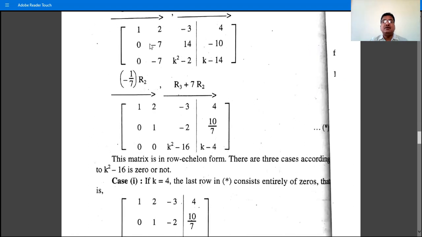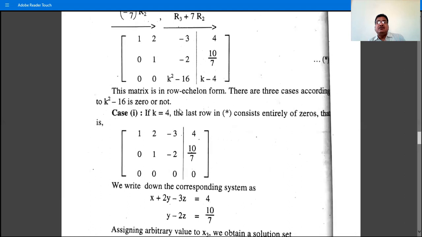Next, we reduce this minus 7 to 1, so minus 1 by 7 R2. So we have 1 at this place, minus 2, and at this place 10 by 7. And then apply R3 plus 7 R2. After applying this, we have minus 7 plus 7, 0. Then 7 into minus 2 becomes minus 14, and minus 2 becomes minus 16, and then this becomes 10, and minus 14 becomes minus 4. So this is the row echelon form.